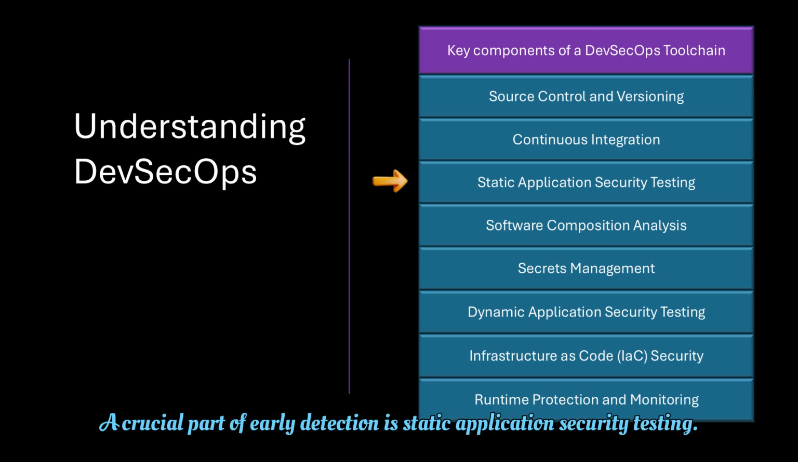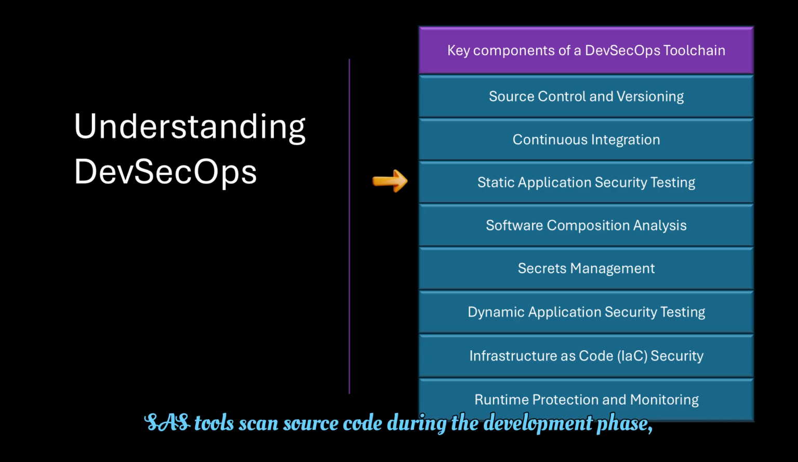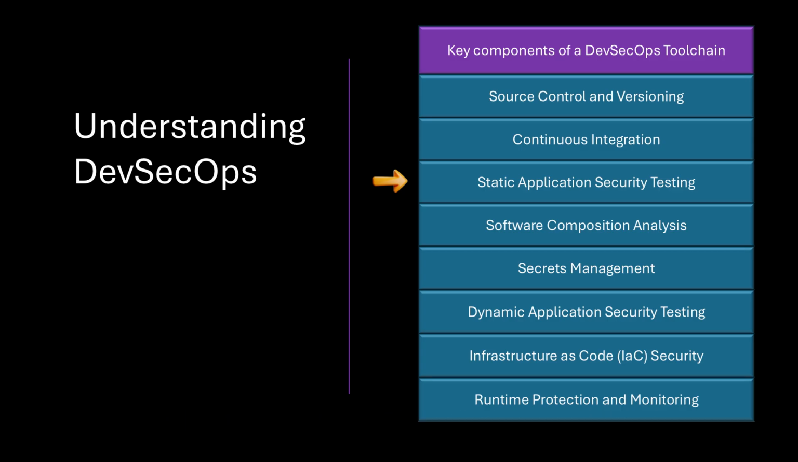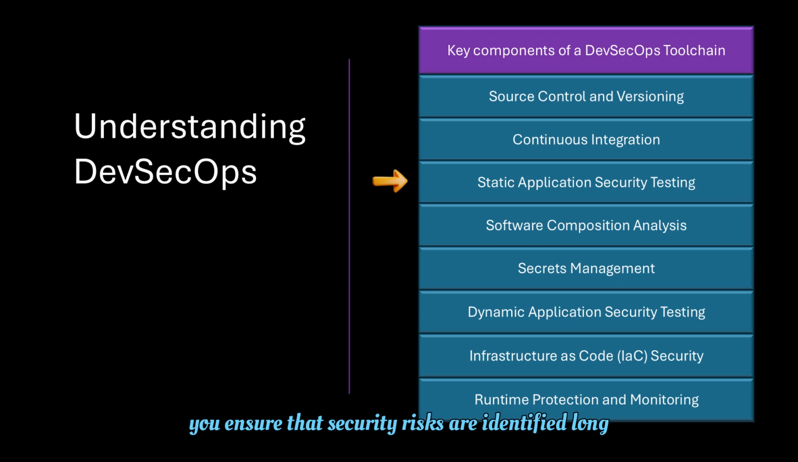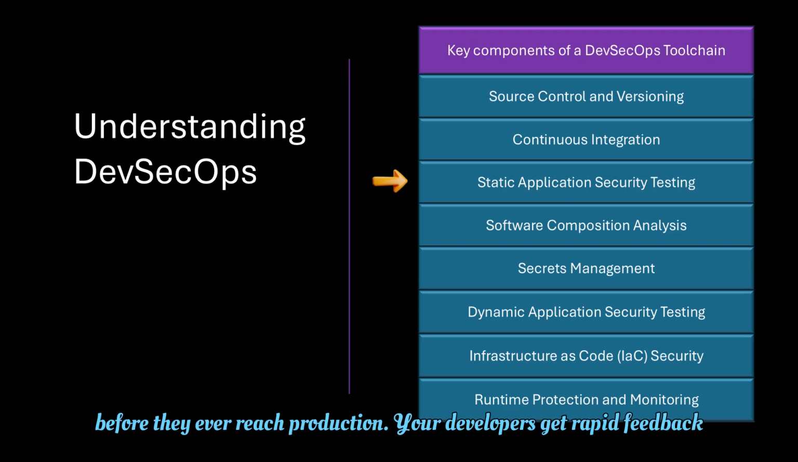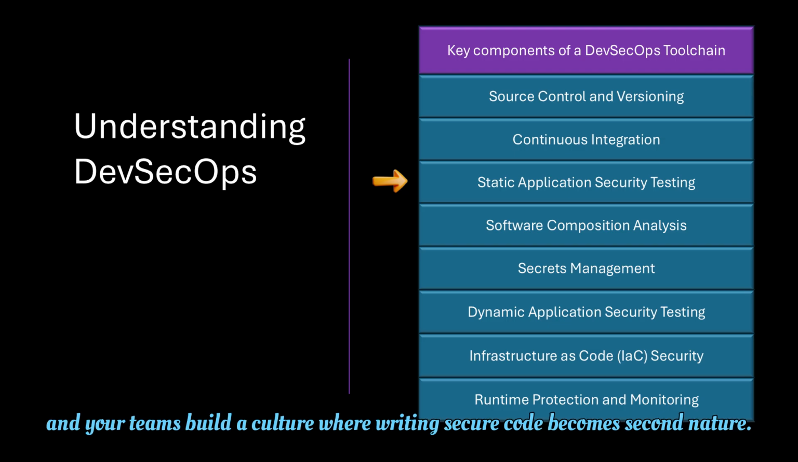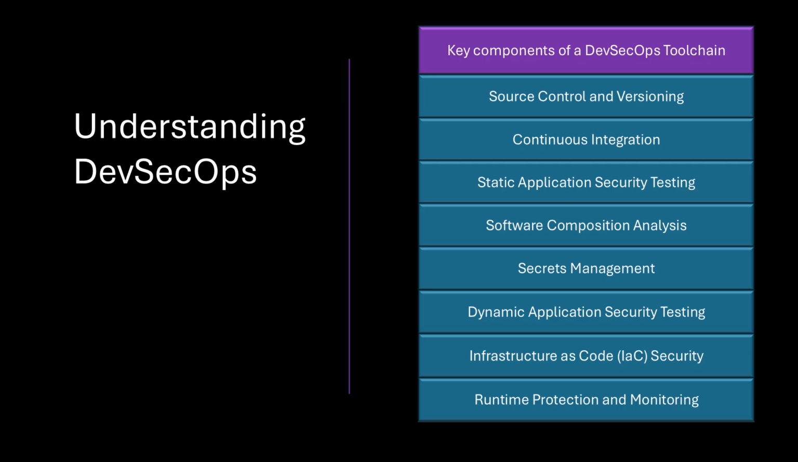A crucial part of early detection is static application security testing. SAST tools scan source code during the development phase, looking for vulnerabilities like insecure coding patterns, injection flaws, or hard-coded secrets. By integrating SAST into your CI workflows, you ensure that security risks are identified long before they ever reach production. Your developers get rapid feedback, and your teams build a culture where writing secure code becomes second nature.